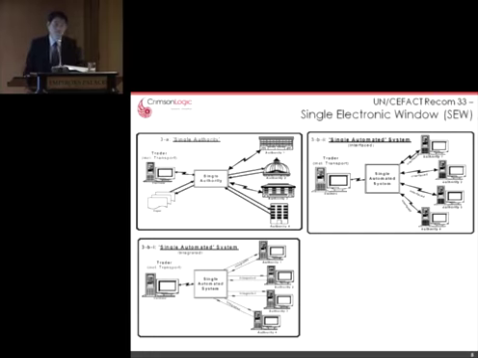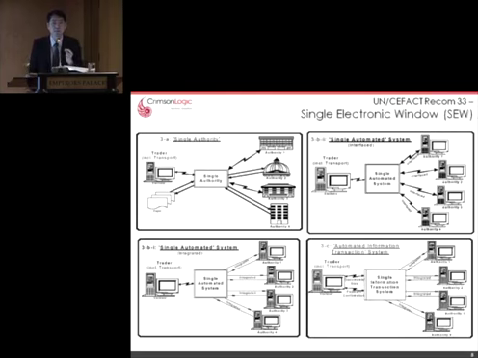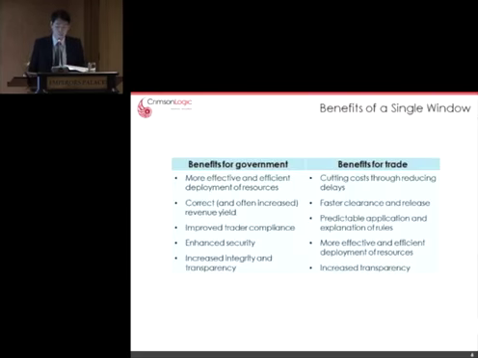And of course, the third model is that it's an end-to-end. Basically, the submission and approval are all done electronically. So now that we know what a single window looks like, we'll take a look at the benefits of it. In recommendation 33, it lists the benefits for both the government and for trade.